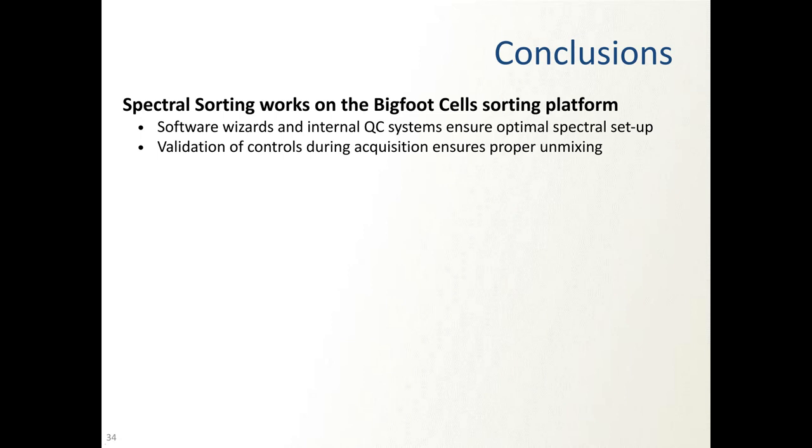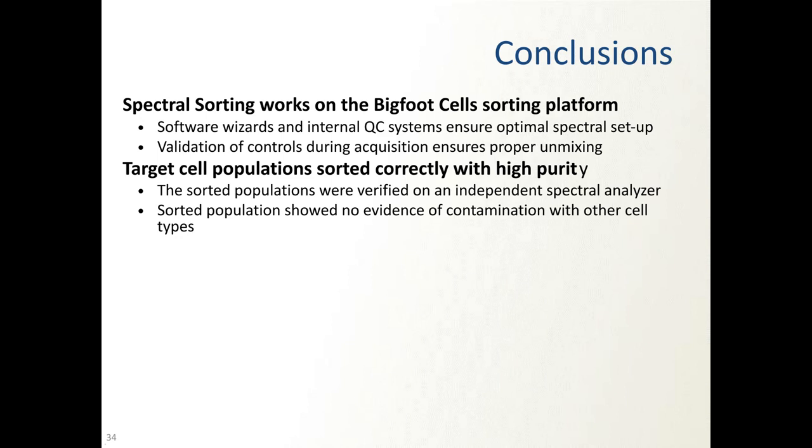The target cells I showed you before were sorted correctly with high purity. The ability to look on a different analyzer and a different platform and say, yes, that works, is really important to me. And the sorted populations, while there might have been some viability issues due to the way we handled the experiment, show no real evidence of contamination with other cell types to suggest that the sort did not work. I 100% in utter confidence believe this machine sorts correctly.